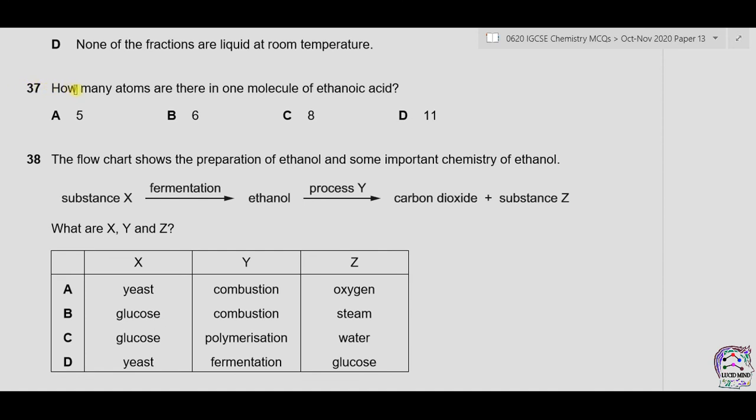Question 37. How many atoms are there in one molecule of ethanoic acid? The formula of ethanoic acid is CH3COOH. So there are 2 carbon atoms, 4 hydrogen atoms and 2 oxygen atoms. So in total we have 8 atoms present. The answer is therefore C.